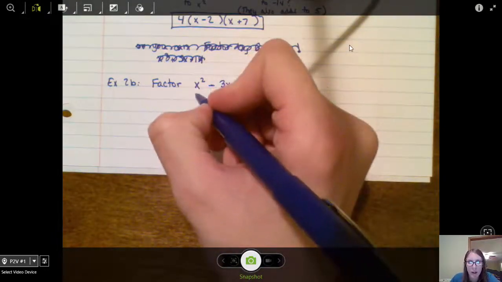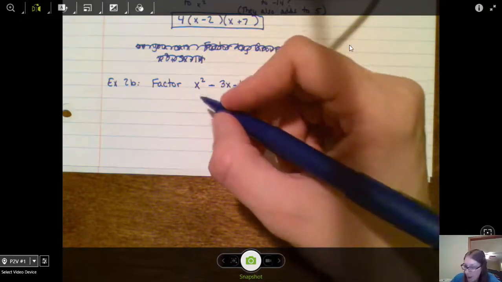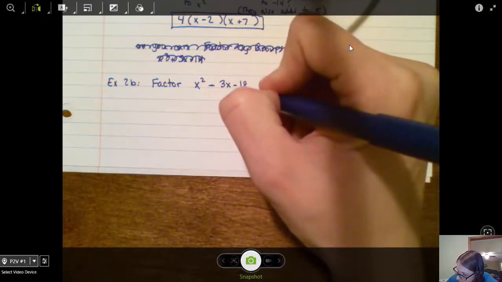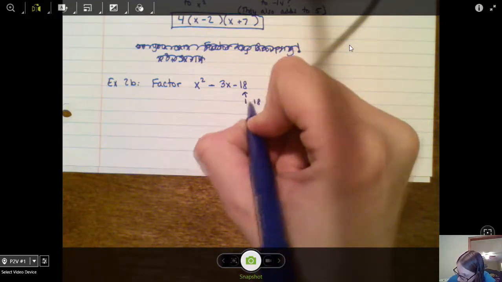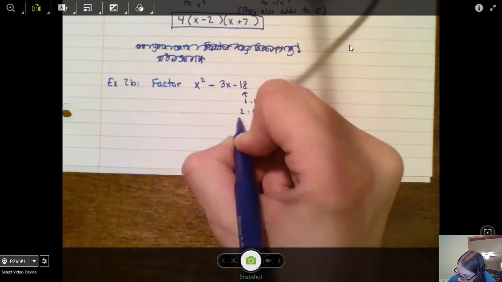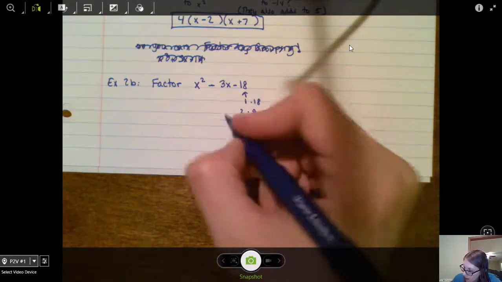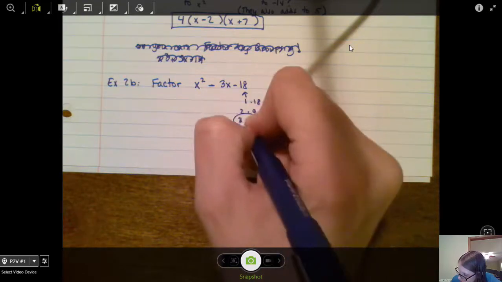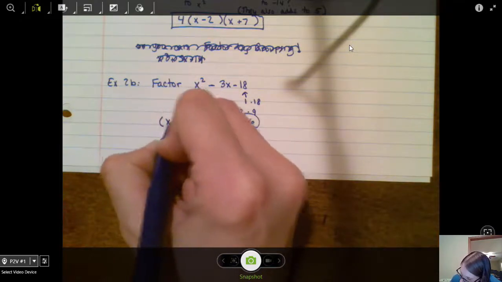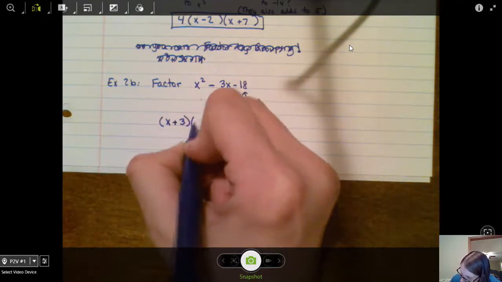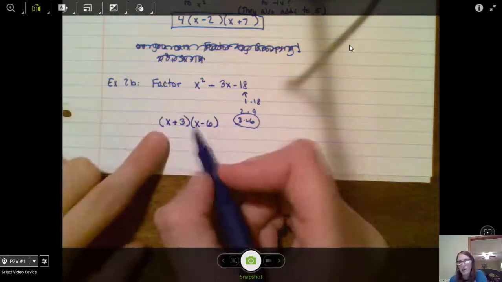Only things that multiply to x squared are x and x. Unless we're using x squared in 1, and that's not going to happen. It's going to be x and x. Well, what numbers multiply to negative 18? Keep in mind that we have to multiply to negative 18 and also add up to negative 3. So my options here are going to be 3 and negative 6. We get x plus 3 times x minus 6. x plus 3, x minus 6. These are our factors.